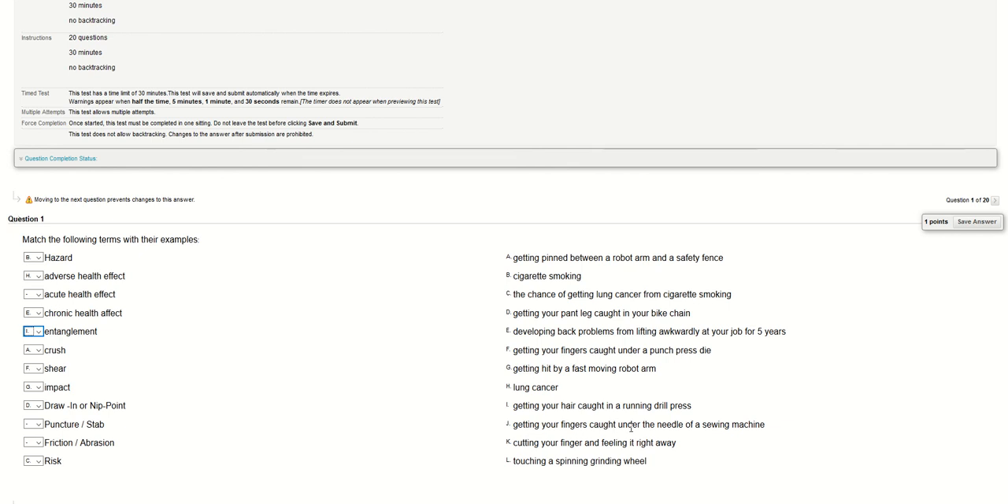Getting your fingers caught under the needle of a sewing machine. That's going to be a puncture. Cutting your finger and feeling it right away. So right away versus 5 years. So right away indicates acute. And the last one, touching a spinning grinding wheel. Grinding, that means abrasion. So L is abrasion. So let's move on.